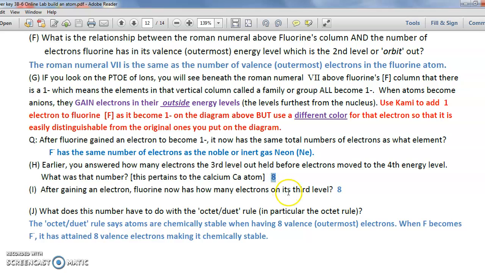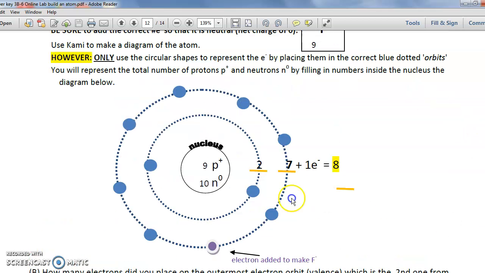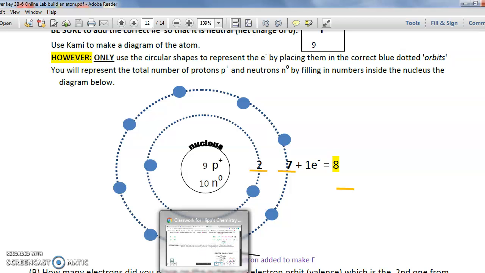After gaining the electron, it would have 8. It would satisfy the octet rule by getting 8. So we're going to add an electron to it. 7 plus 1 gives it 8. And that explains why fluoride would love to be 1 minus.